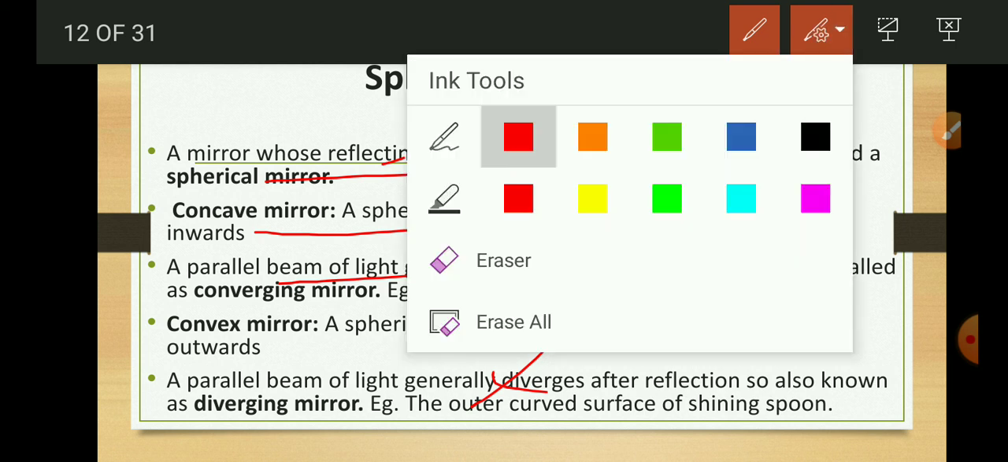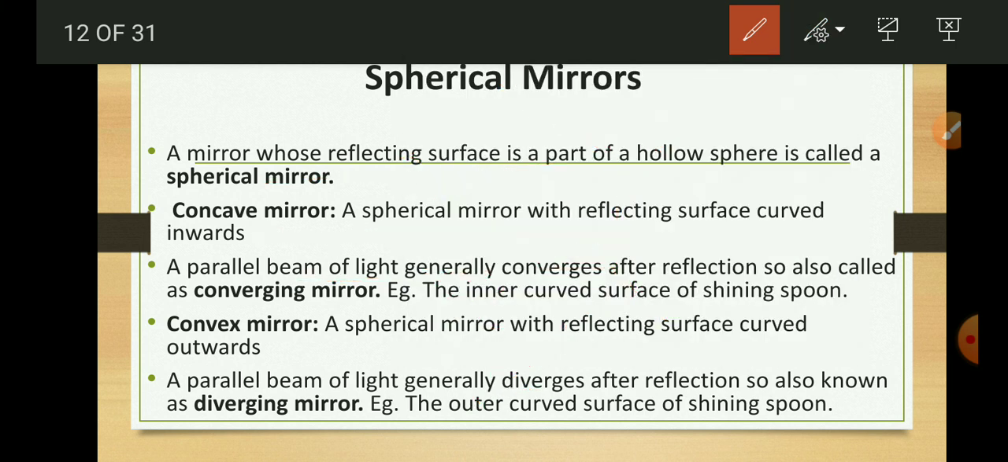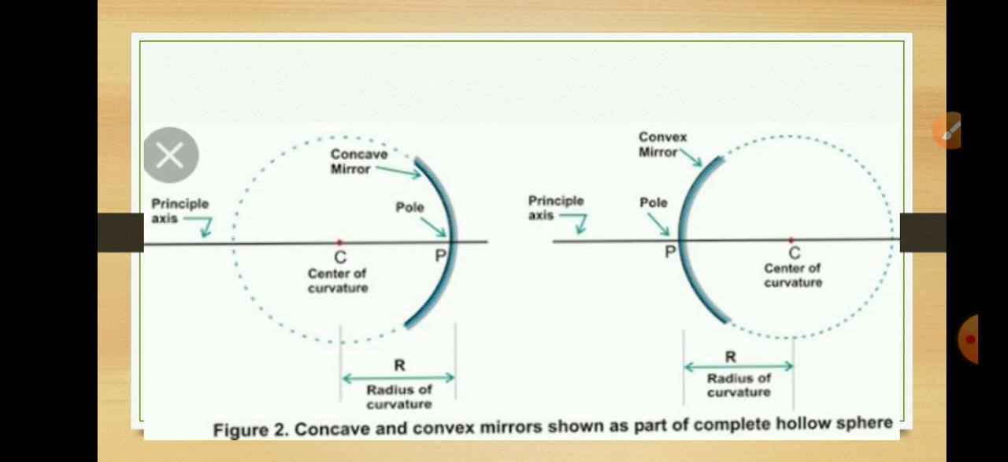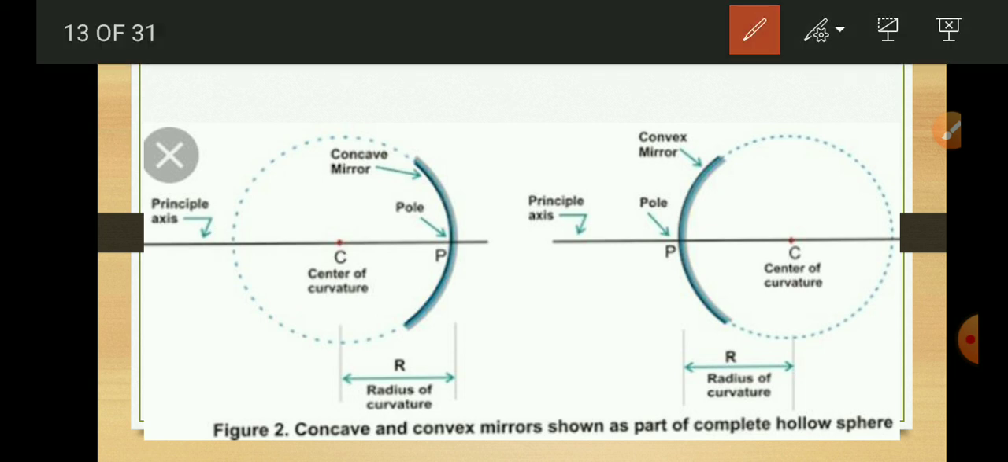So students, remember that if the inward or depressed surface is the reflecting surface, then that is a concave mirror, and if the outward or bulged surface is the reflecting surface, then that is a convex mirror. Here you can see a concave and a convex mirror. This is a concave mirror which has the inner curved surface as the reflecting surface, and this one is a convex mirror which has the outer surface as the reflecting surface.